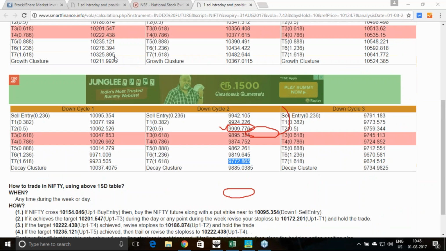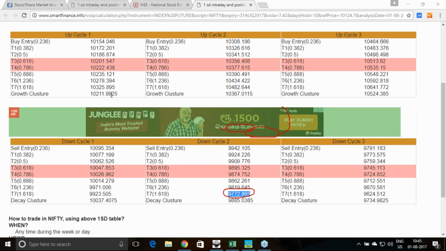If none of these levels comes and I am just consolidating between 10,200 and 10,037 for the coming 10 to 12 days, then also I'll have a profit. If I penetrate this level 10,482 or 9,773, then also I'll be at a profit. So you must ask me how much quantum of profit I can get.